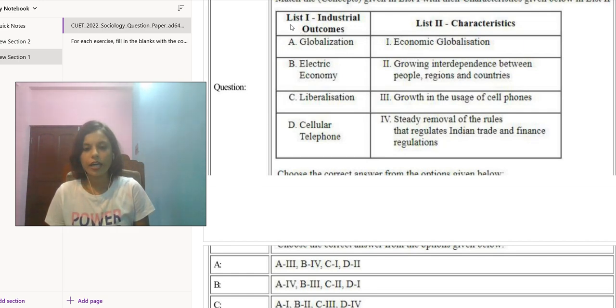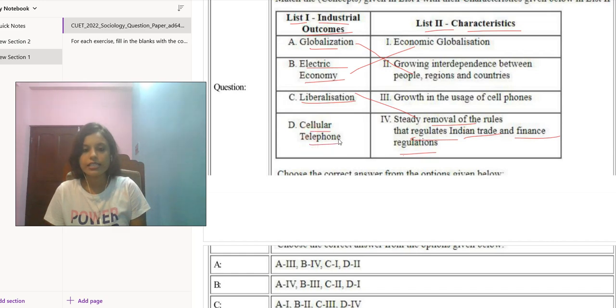Here again we have to match list 1 and list 2, where list 1 has the terms and list 2 has the characteristics. We have to match the correct options with each other. Globalization can be matched with growing interdependence between people, regions and countries. That is what we can see nowadays. It's a global village nowadays, the entire planet. Second one says electric economy. Electric economy means economic globalization. Thirdly, liberalization. It means the steady removal of the rules that regulate Indian trade and finance.